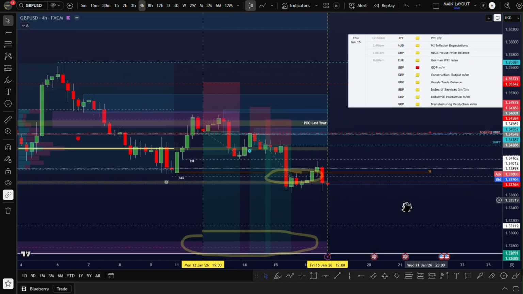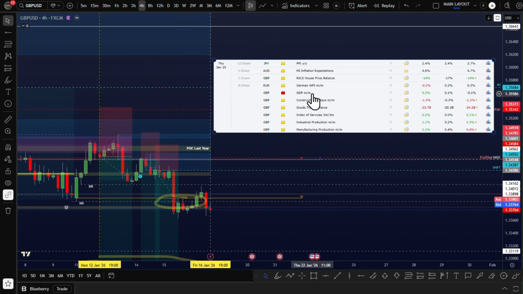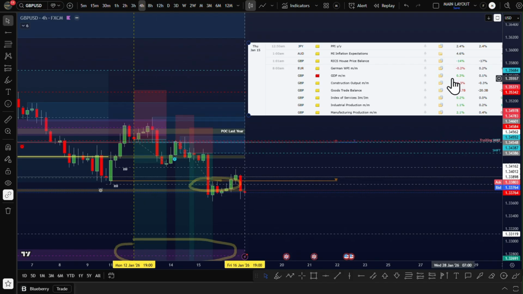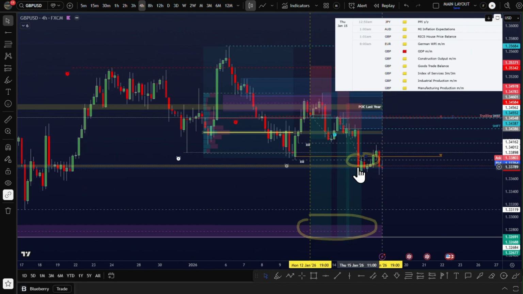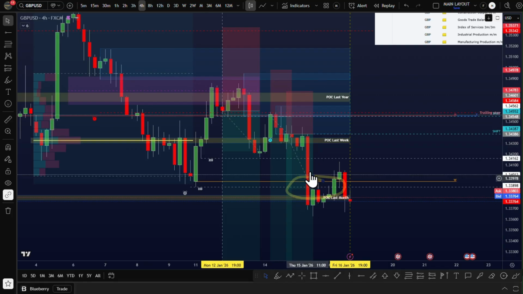But if the GDP comes out bad, maybe I will let the trade run to this low for 2 weeks. But as soon as I saw this bunch of good news on GBP, I decided to close it right here, which is not a bad risk reward ratio, you know.